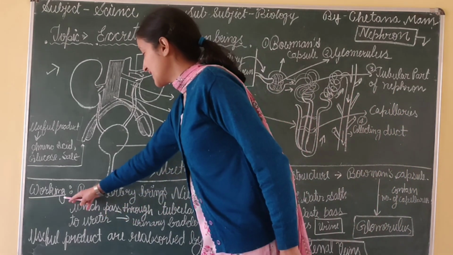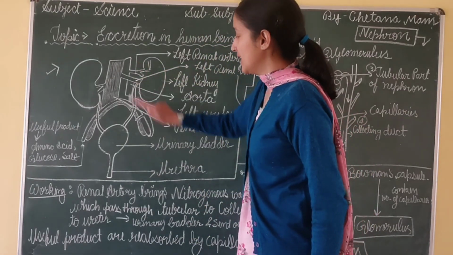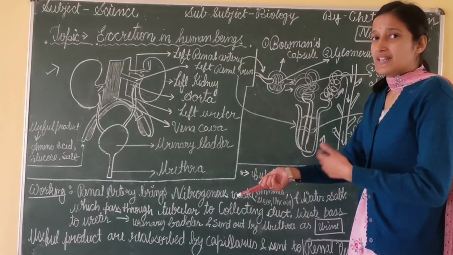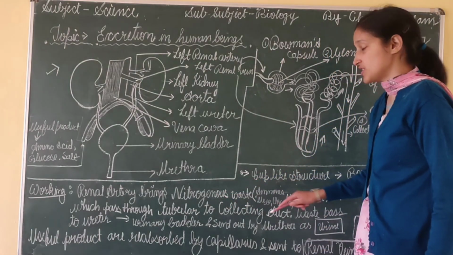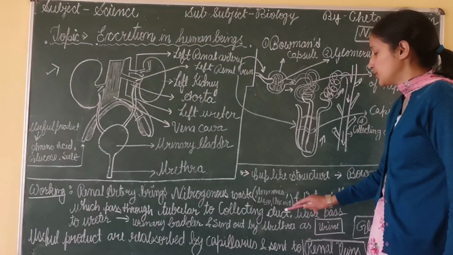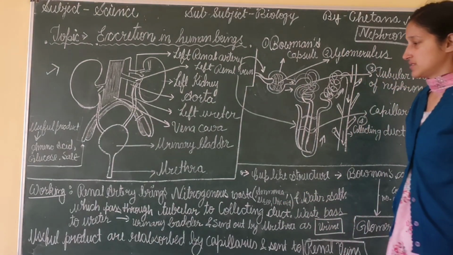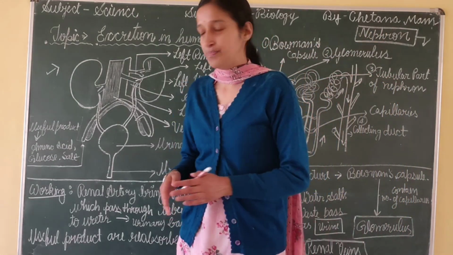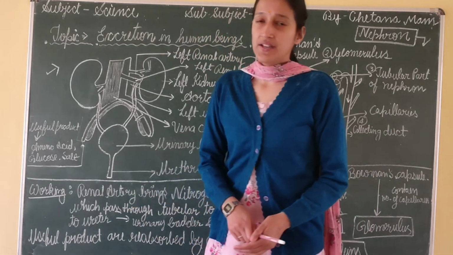So working is renal artery. So this is the renal artery. Okay, renal artery brings nitrogenous waste. So in our blood so many wastes are there. So one is nitrogenous waste, in which ammonia, urea, uric acid are present, and water and salts. So along with nitrogenous waste, water and salts are also brought by renal artery.